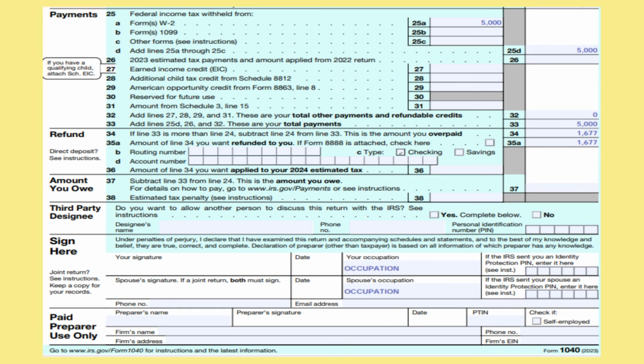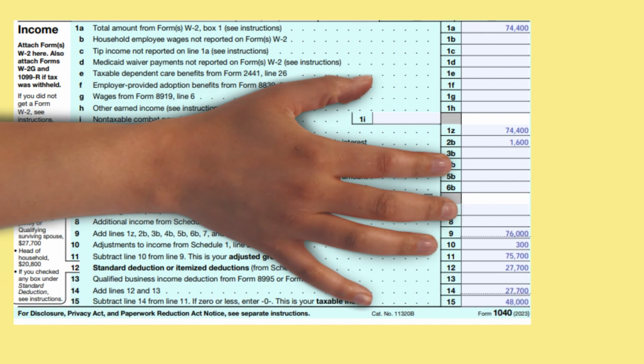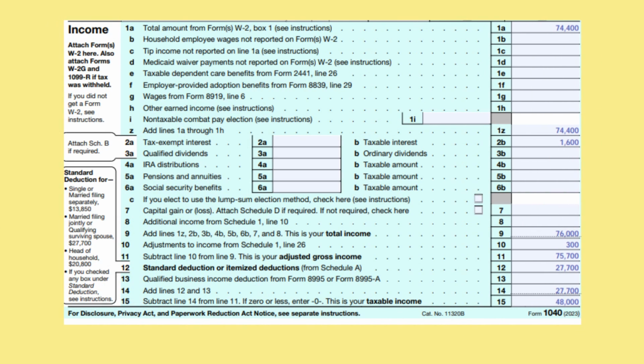If you owe money, the amount will go on line 37. If you owe an estimated tax penalty, this will be put on line 38. Remember to sign, date, and put your occupation at the bottom of the form. As I stated at the beginning of the video, I will now circle back to lines 1B through line 1I.